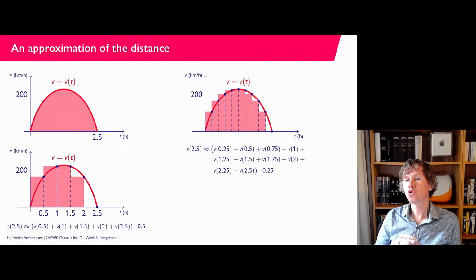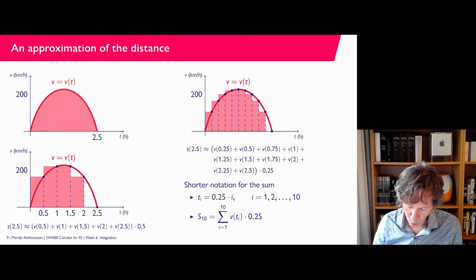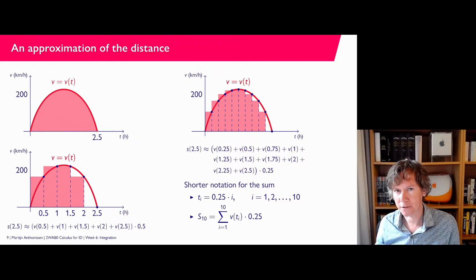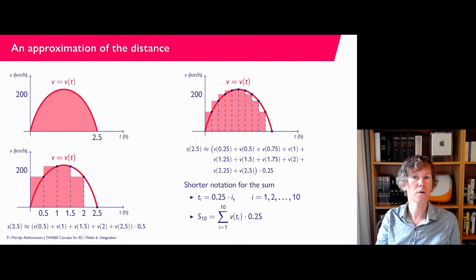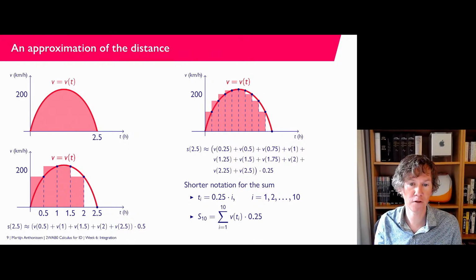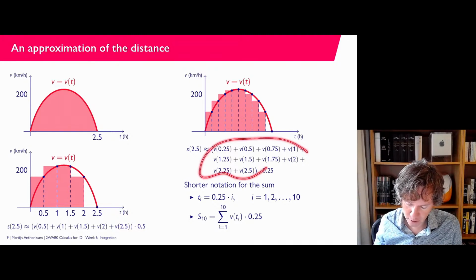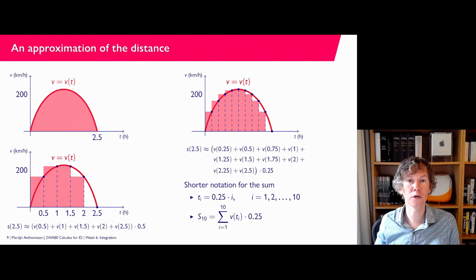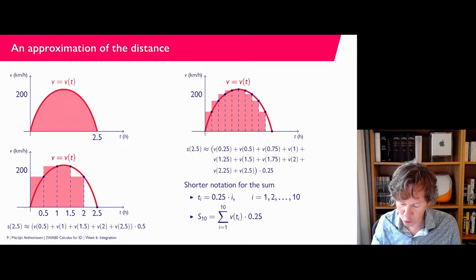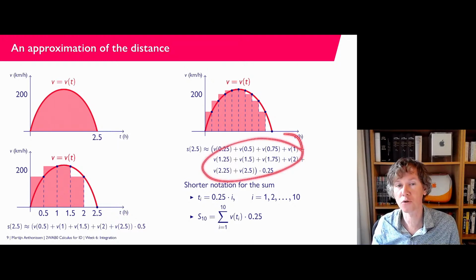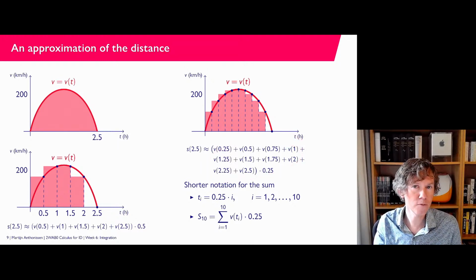Now, two more remarks on this slide. One is, this is kind of cumbersome to write. It's a lot of work, especially if you take even more time points or an even smaller delta t. Here we have 10 velocities that we need to add together. If you want it to be better, maybe you should take 100 velocities or 1,000 or 1,000,000. And then you don't want to write this plus, plus, plus all the time. You could use dots maybe to do that.